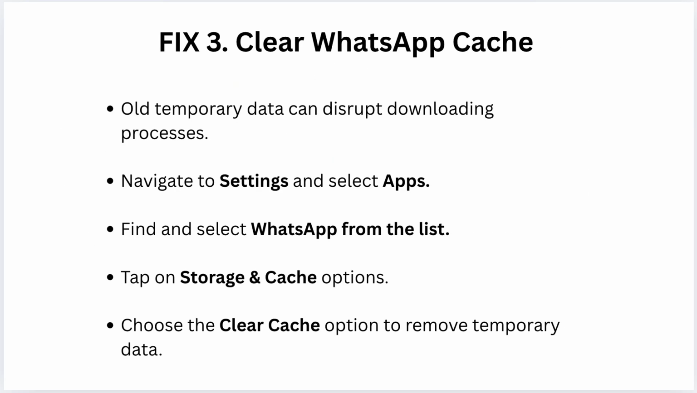Third step is clear WhatsApp cache. Old temporary data can disrupt the download process. Navigate to settings and select apps. Find and select WhatsApp from the list. Tap on storage and cache option. Choose the clear cache option to remove temporary data.